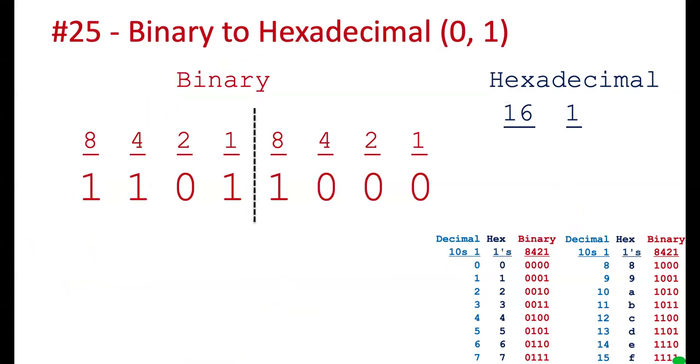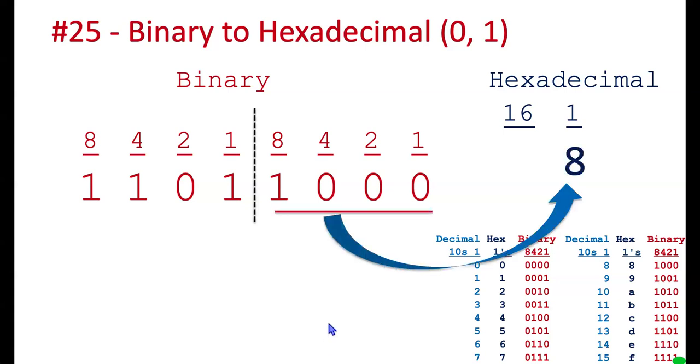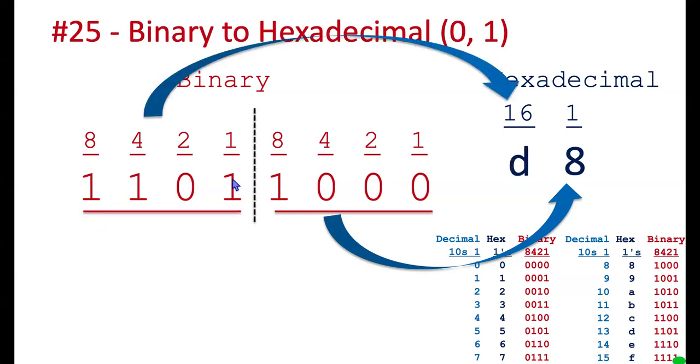How about this? Again, when we see these 8 bits, how can we represent it in hex? Just capture each 4 bits separately. 1000 is an 8 in hex. How about over here? 1101 is actually D in hex. Let's find that. 1101 is a D in hex.